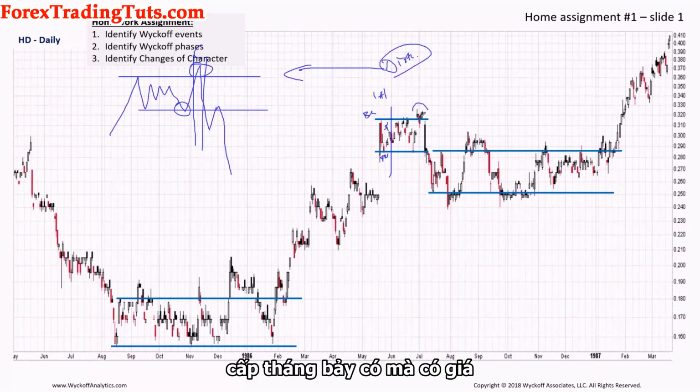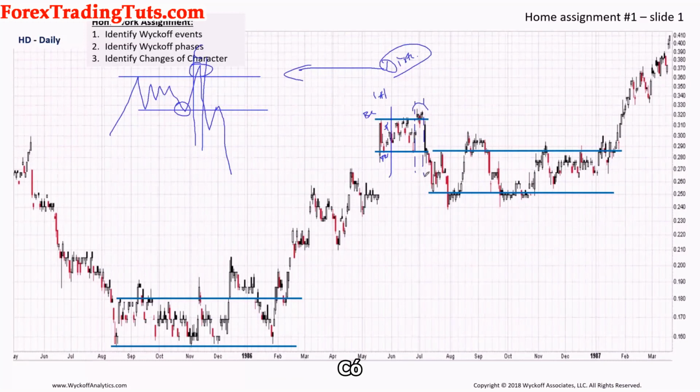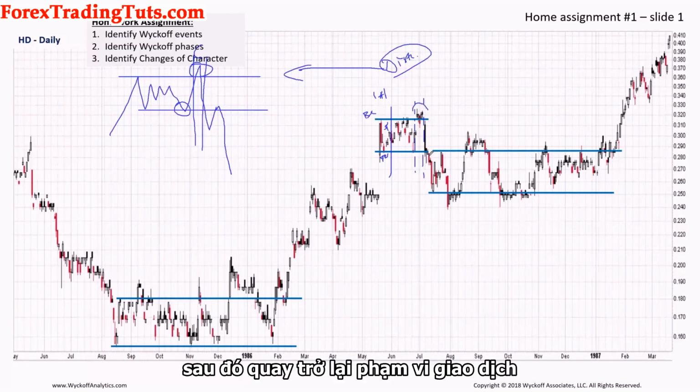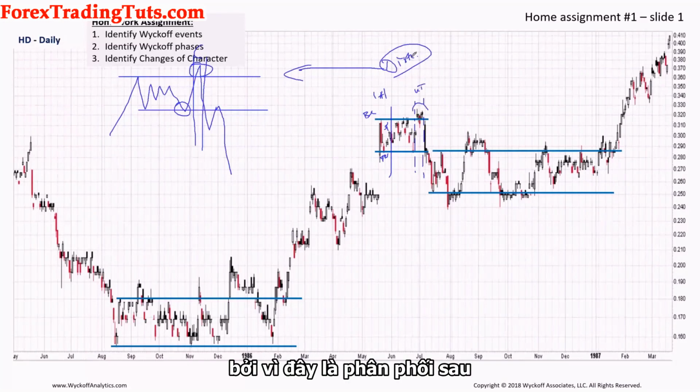Yes, which is where the price commits temporarily above the level of the resistance. So how would we label this then? Obviously phase C. And what is this Wyckoff event? The price commits temporarily above and then comes back into the trading range. Upthrust. Yeah, because this is distribution, upthrust after distribution. Everything between phase C and A is going to be phase B.